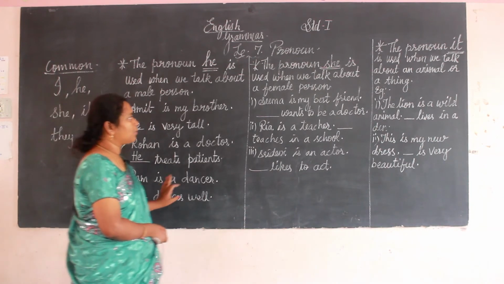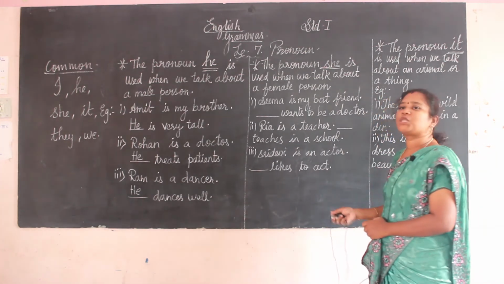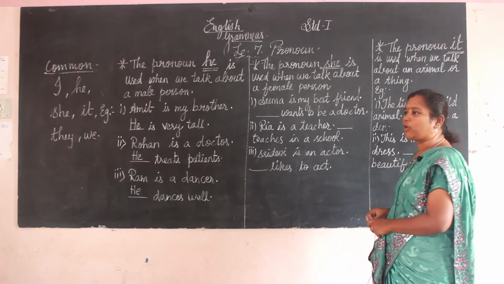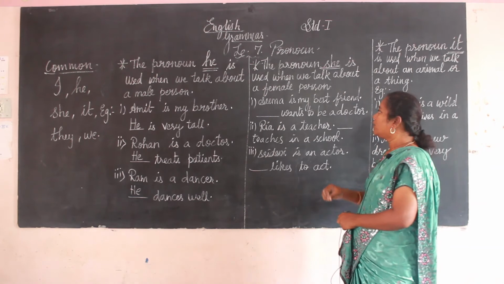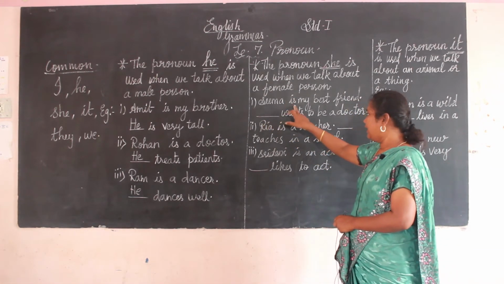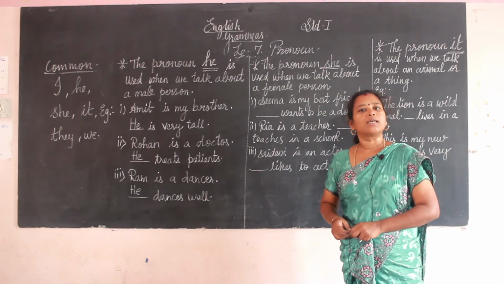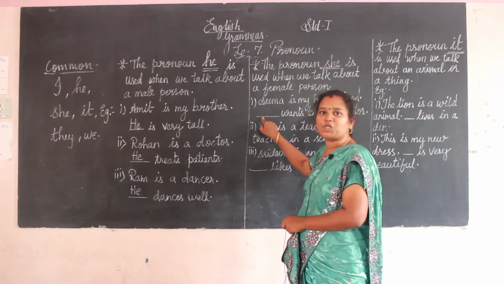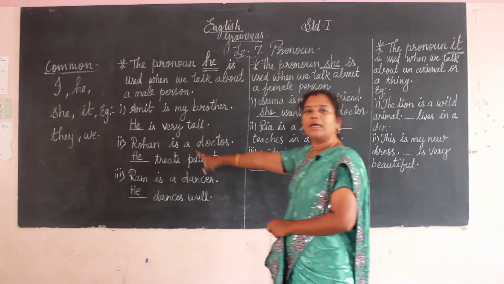Okay, now see the next one, she. Where do we have to write she? The pronoun she is used when we talk about a female person. Who is female? Girls. Okay. So see the first example. Seema is my best friend. Seema is a girl. What will you write here? You will write she. For a girl we will use she, for a boy we will use he.